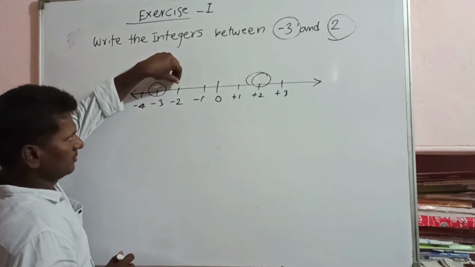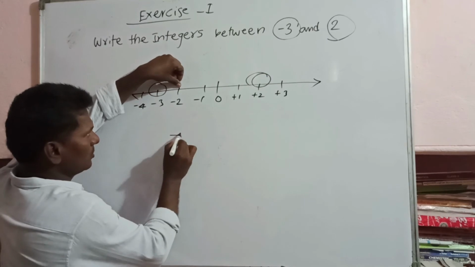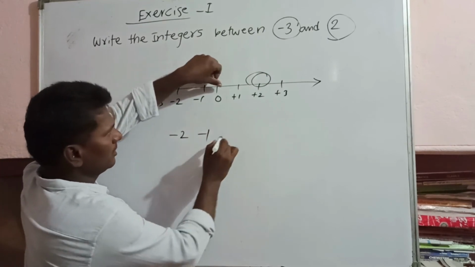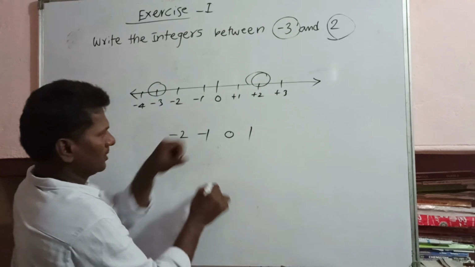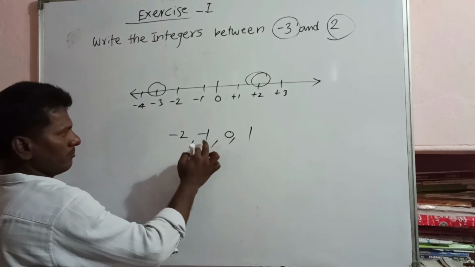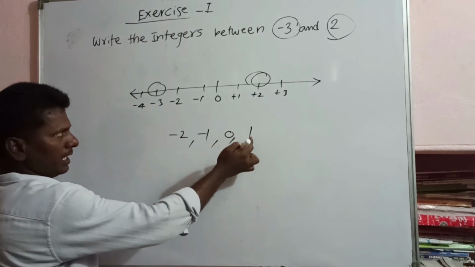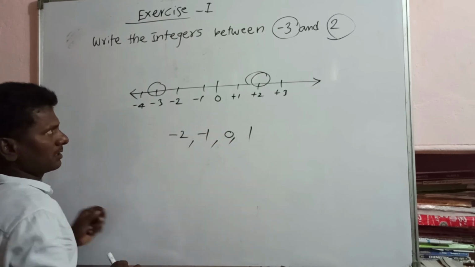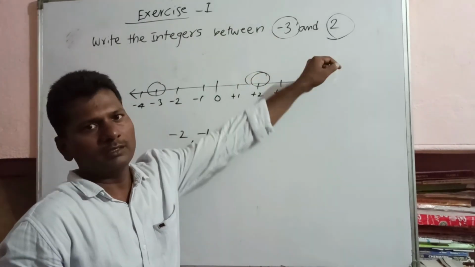So I am starting with minus 2, then minus 1, 0, plus 1. So minus 2, minus 1, 0 and 1. These are the integers between minus 3 and plus 2.